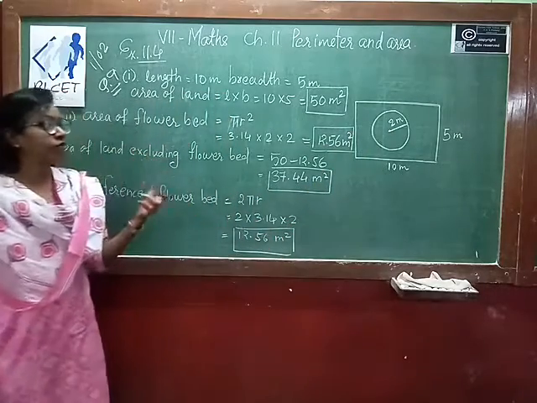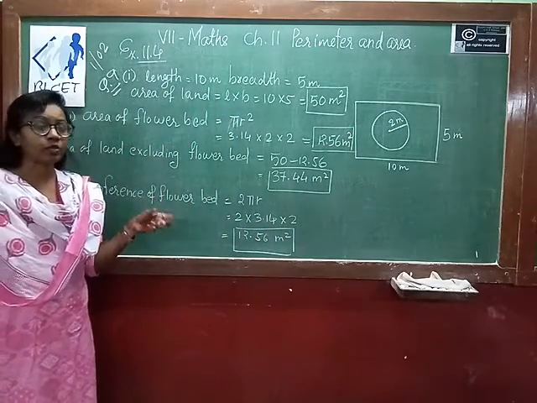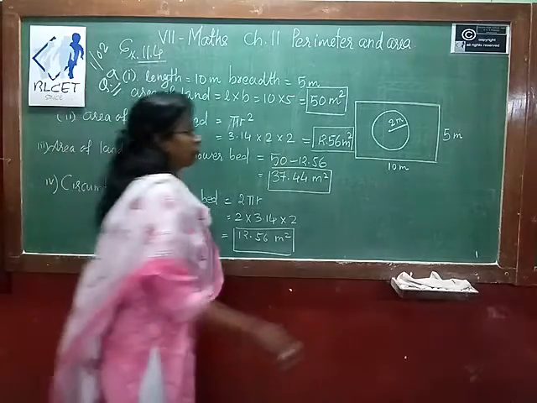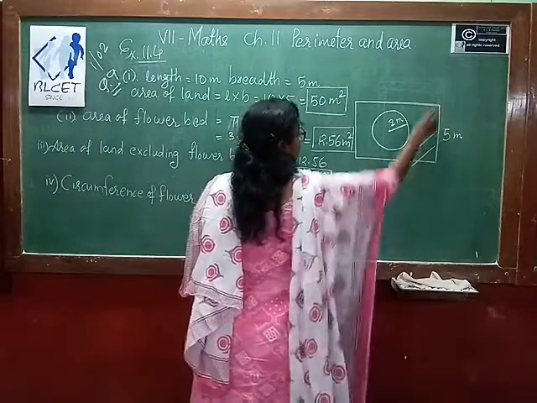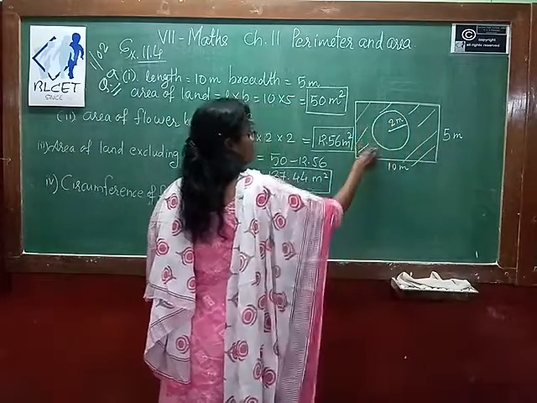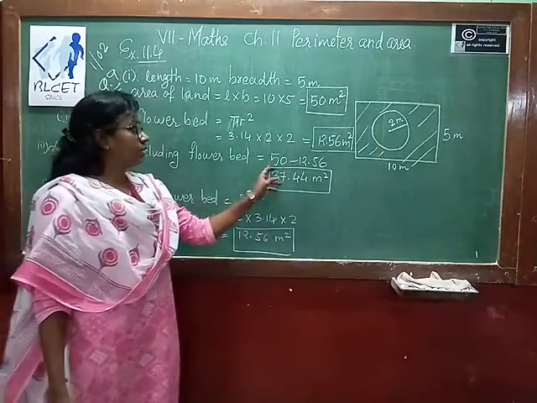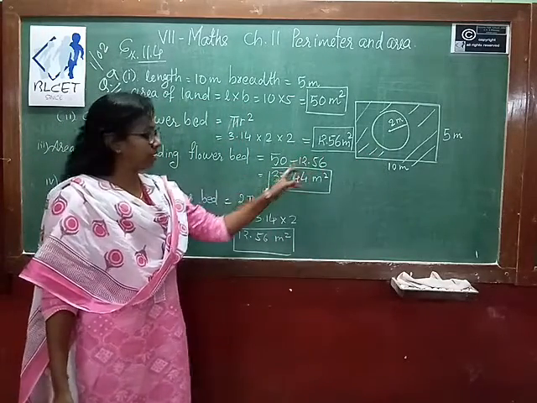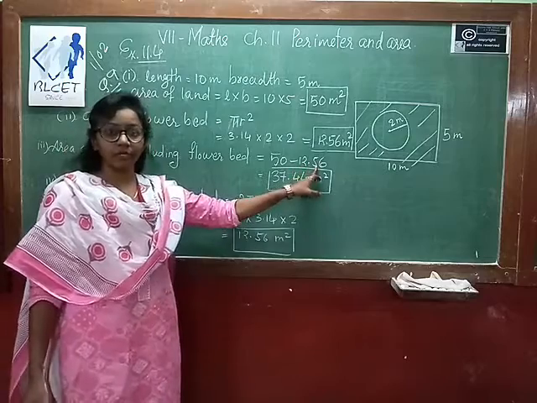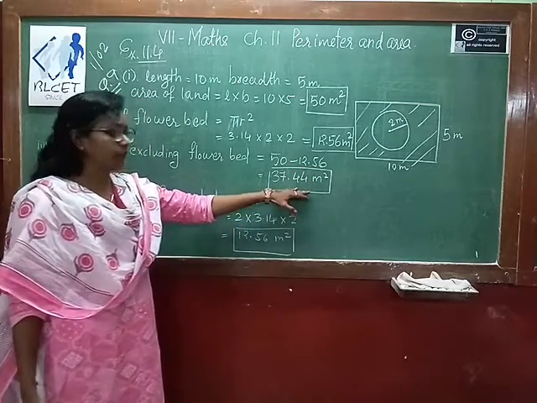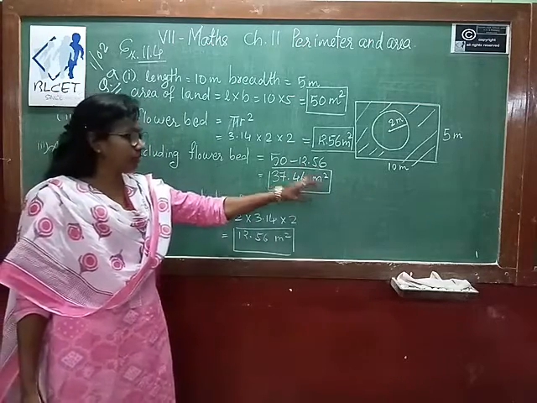Next we have to find the area of the lawn excluding this flower bed. Means we have to find the area of this portion. What is this? Total minus area of flower bed. So that is 50 minus 12.56. When you do the subtraction, you will get 37.44 meters square.